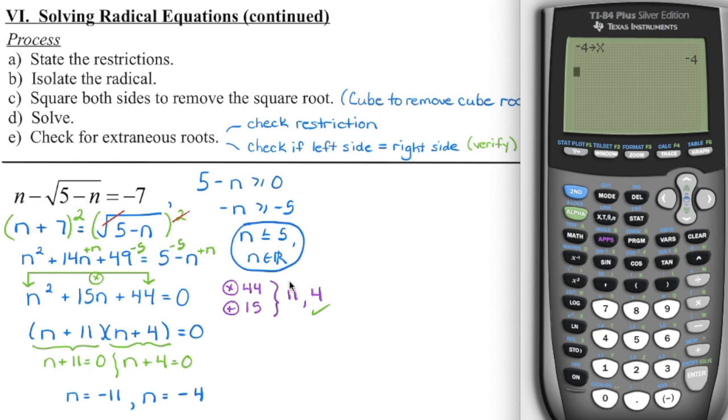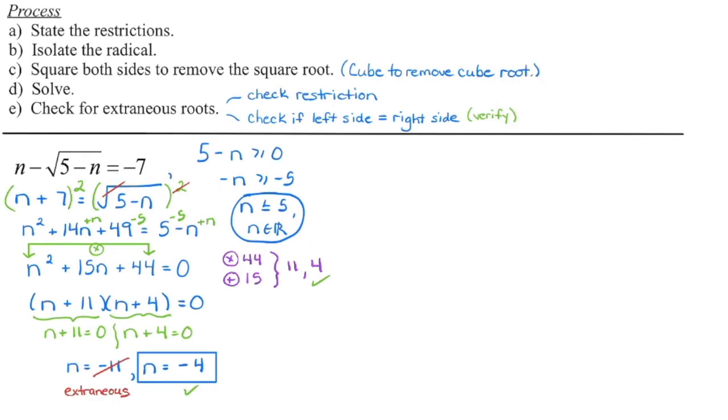And then again, we're going to enter the left side. So we're going to have the variable and then minus the square root of 5 minus the variable, and then we're going to press enter. So the value of that left side is now -7. -7 is what we want to have there. So this radical equation has one solution, -4. -11 we have to indicate is an extraneous solution.